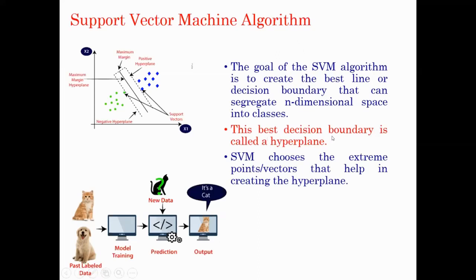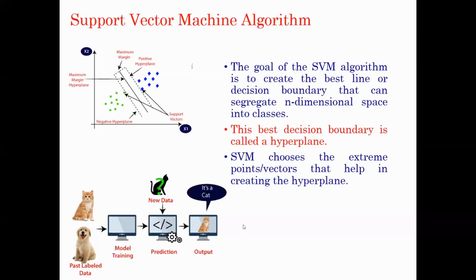This best decision boundary is called the hyperplane. SVM chooses the extreme points or vectors that help in creating the hyperplane. Suppose the blue colors are one class and the green colors are another class. If you find a separation between the 2 classes, this is the region where we are able to separate. These points are known as support vectors, since they are nearer to the boundary. The line parallel to these support vectors, lying on both sides at an optimum distance, is known as the maximal margin of the hyperplane.